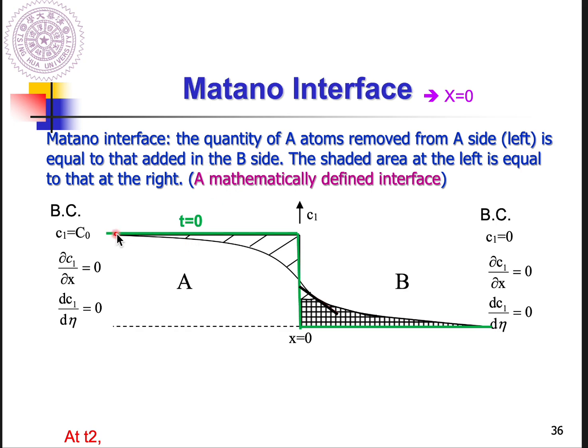So that means after time period t, you got this profile, right? And the quantity of A that moves from the A side, this region is the quantity of A atoms moved from the A side, right? And this region, these atoms, the total atoms will be equal to the atoms that ended up in the B side, and this plane, we call it the Matano interface. So it is really a mathematically defined plane.